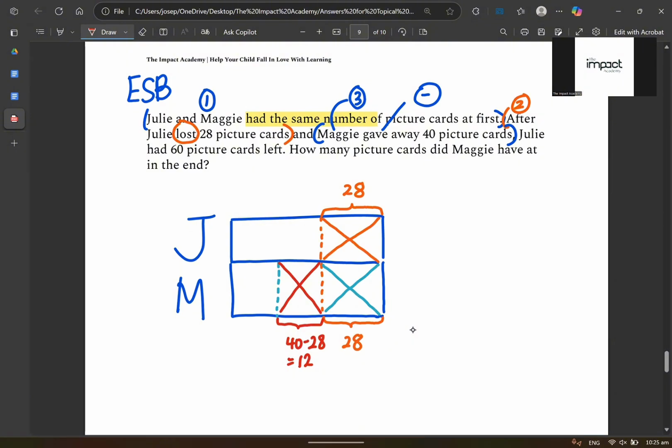Hey, who can tell me who gave away more, based on what you see? Who gave away more? Maggie. Thank you. Okay, now, so what am I going to do to the 12? Mirror image, you see? You want to make sure that every single part, you put a number. Am I making sense or not making sense?